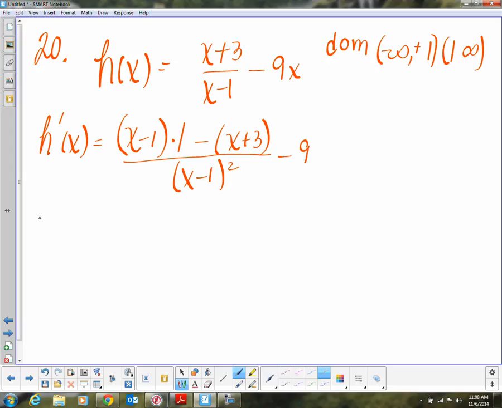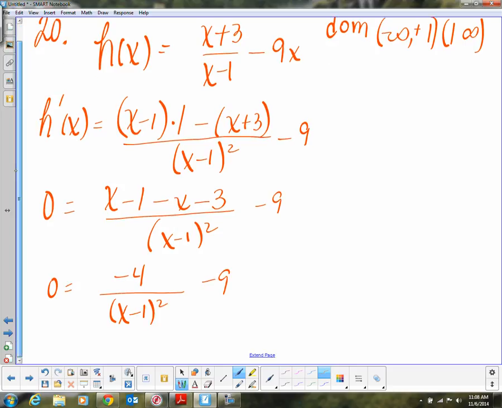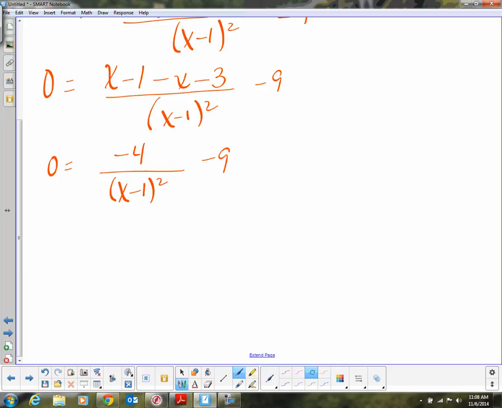What's the derivative of 9x? 9. So I'm going to say 0 equals x minus 1, distribute minus x minus 3, all over x minus 1 squared, minus 9. So what do I have in my numerator? Negative 4 over x minus 1 squared minus 9. Now what are we going to do? We're going to move 9, so I'm going to have 9 is equal to negative 4 over x minus 1 squared. Now I'm thinking this might be a problem.